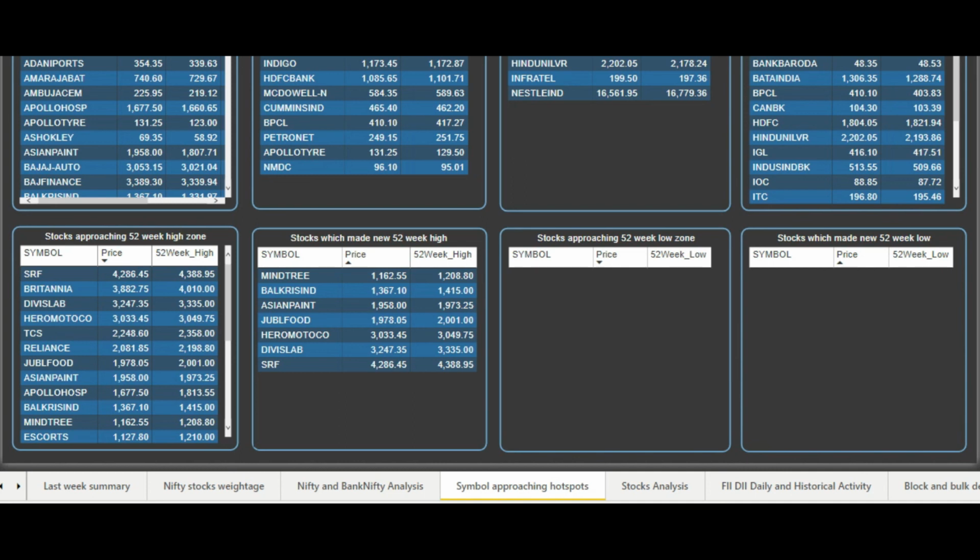Okay friends, with this we come to the conclusion of this video, and hopefully you have got the idea of the dynamic support and resistance zones using the moving averages and the 52-week high low zones.